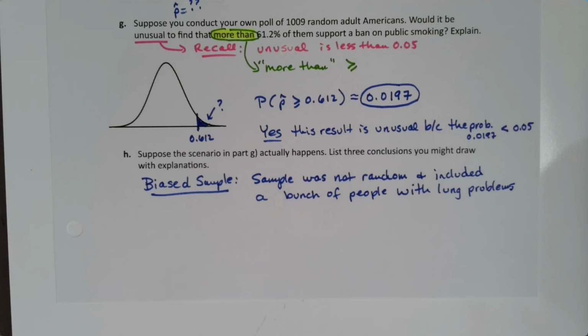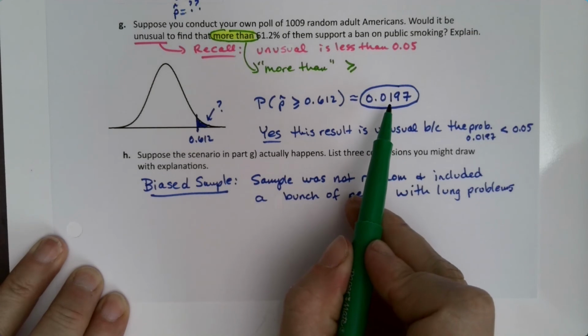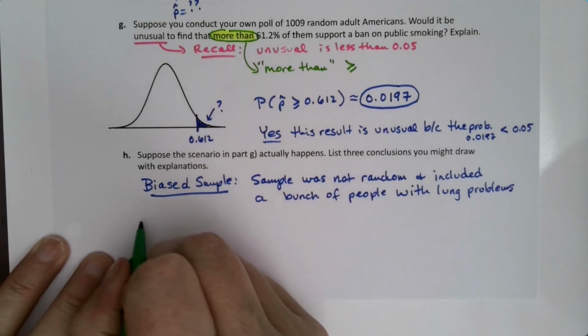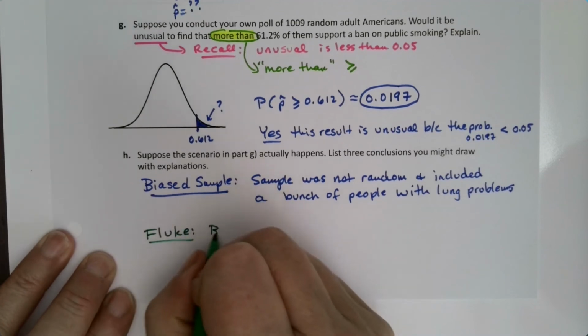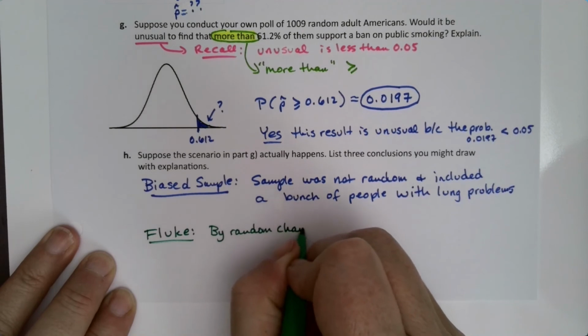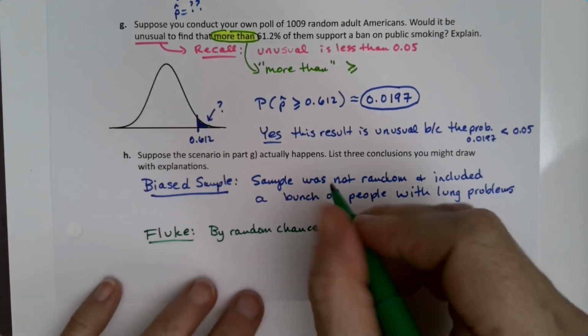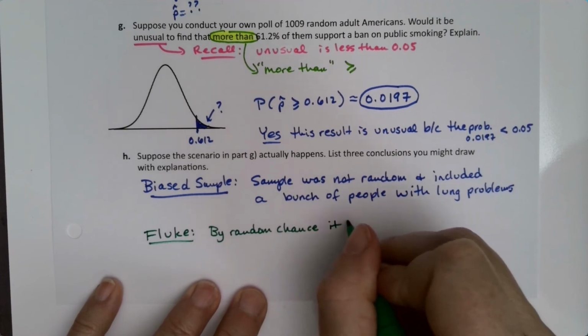Then what's another option? Well, it could just be a fluke. Weird things do happen. It's an unusual probability, but it's not an impossible probability. So fluke. By random chance, it just happened. The p-hat was high.